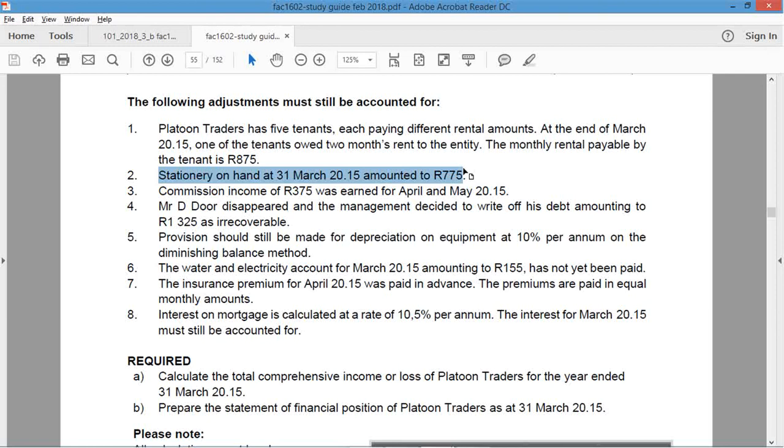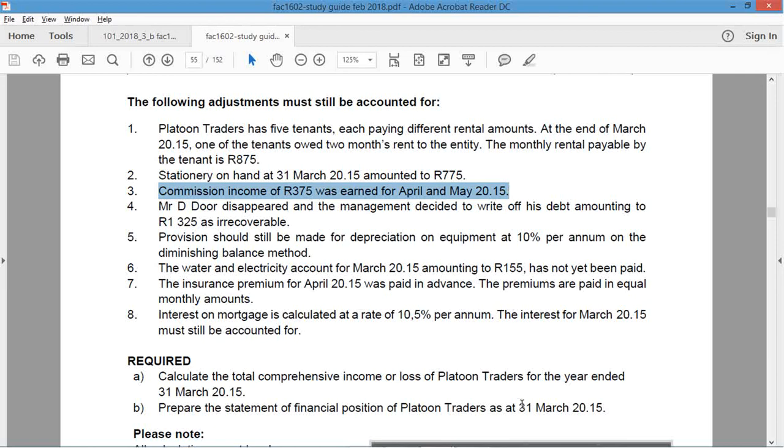disclose the information accurately. So here they're telling you, on the last day of the year, I still have 775 Rand worth of stationery sitting in the cupboard waiting to be used. That's not an expense because I haven't used it. So I'm going to show it as a debit because it's an asset just for this end of year, and then I'm going to reduce the expense because it's too much. Okay. Next. Commission income of 375 was earned April and May.